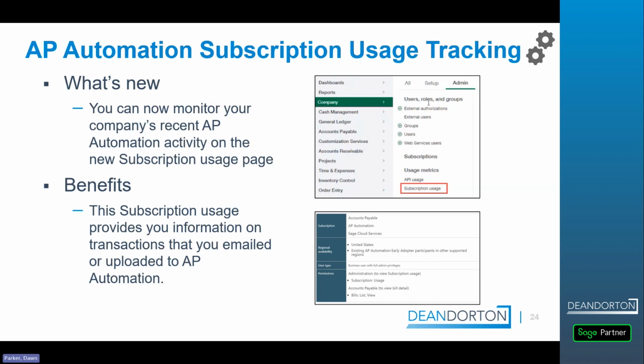You can see in the bottom right-hand corner how you get to that, but you can go to company, admin, and then subscription usage. Keep in mind that is not under accounts payable, that is under company. So it's under company, admin, subscription usage, and you can track your AP automation usage.